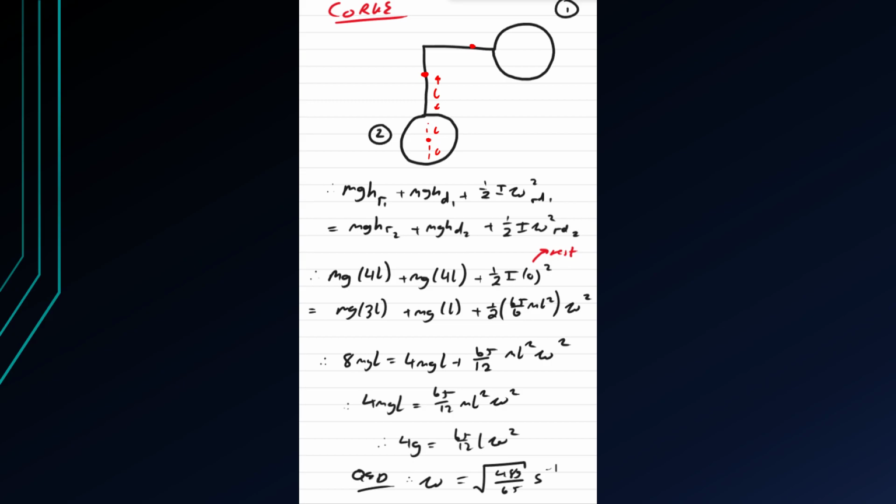And then 1/2 I omega squared, but we already found I of the system, which is 65/6 ml squared times omega squared. So after simplifying things down, we get to 4 mgl equals 65 over 12 ml squared omega squared. Now cancelling the m and one of the l's, we get 4g is 65 over 12 l omega squared. So then multiplying by 12 divided by 65l and taking the square root, we get omega is the square root of 48g over 65l per second as required.